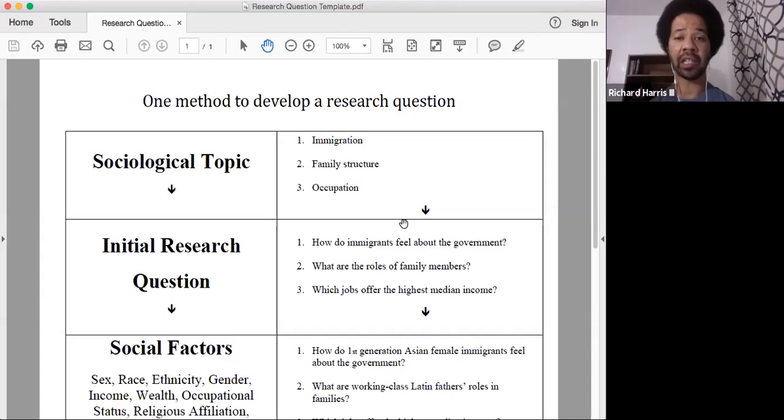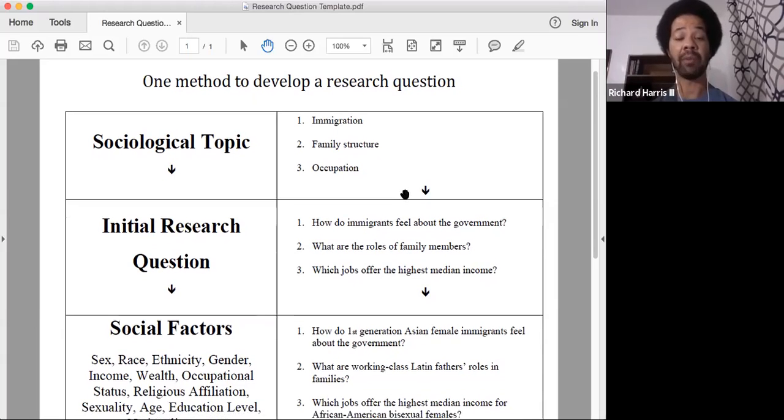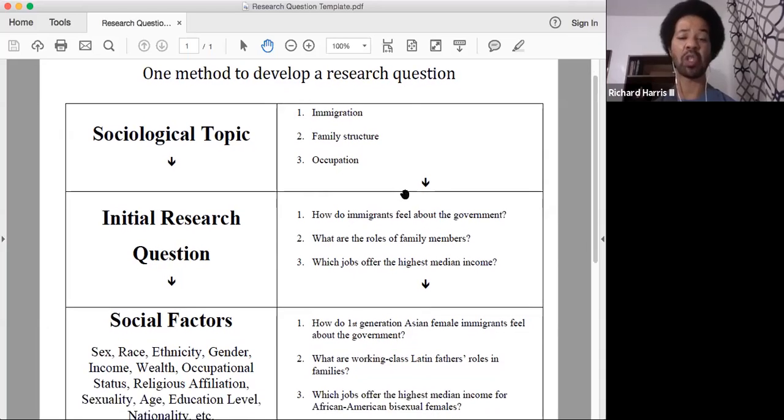So let's take a look at the template. First, we'll start off with some sociological topics. In this example, here are three different sociological topics. The first topic covers immigration, the second topic, family structure, and the third topic is occupation. So let's create some initial research questions.